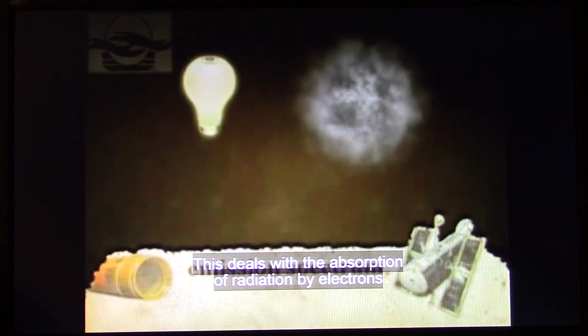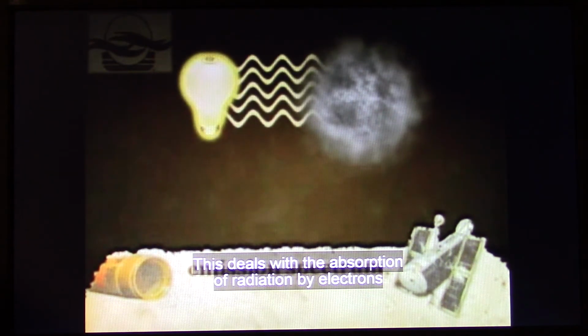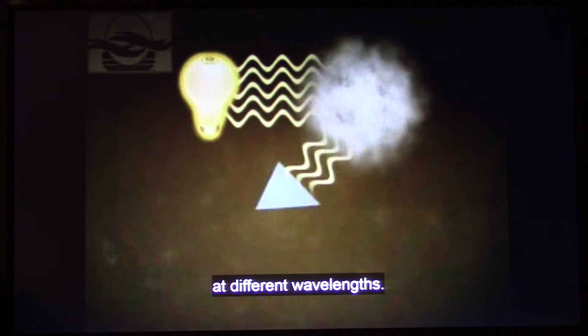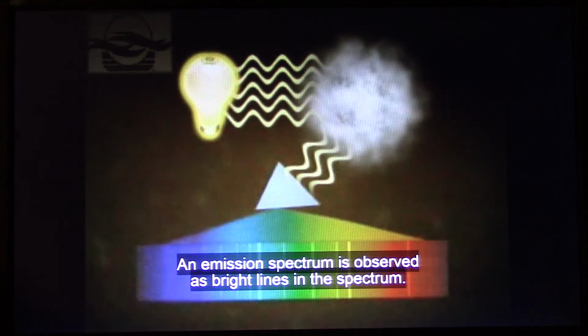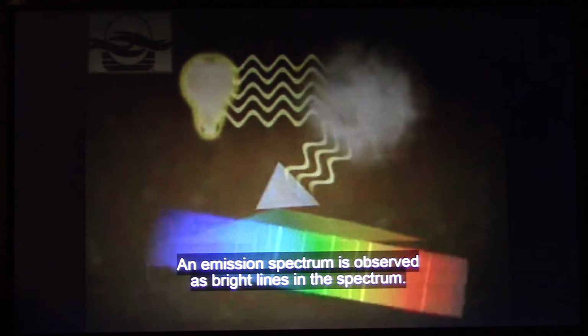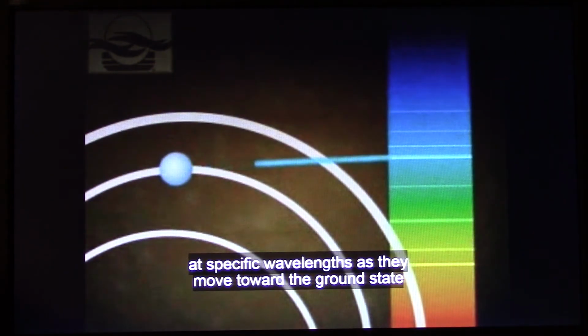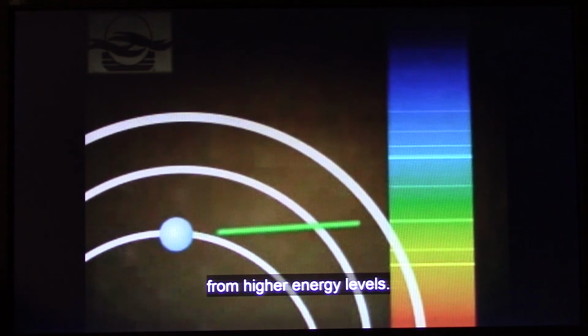This deals with the absorption of radiation by electrons in a low-pressure gas, which re-emits that radiation at different wavelengths. An emission spectrum is observed as bright lines in the spectrum. These are caused by the electrons emitting photons at specific wavelengths as they move toward the ground state from higher energy levels.